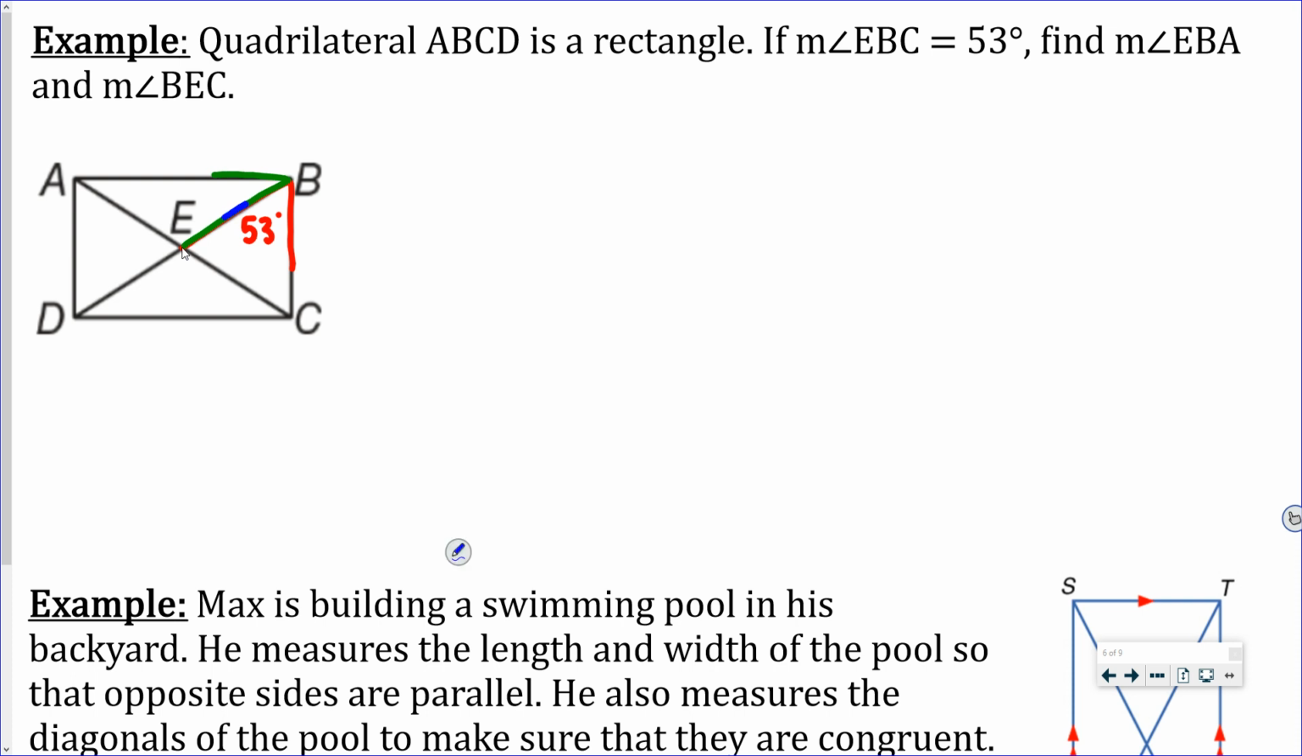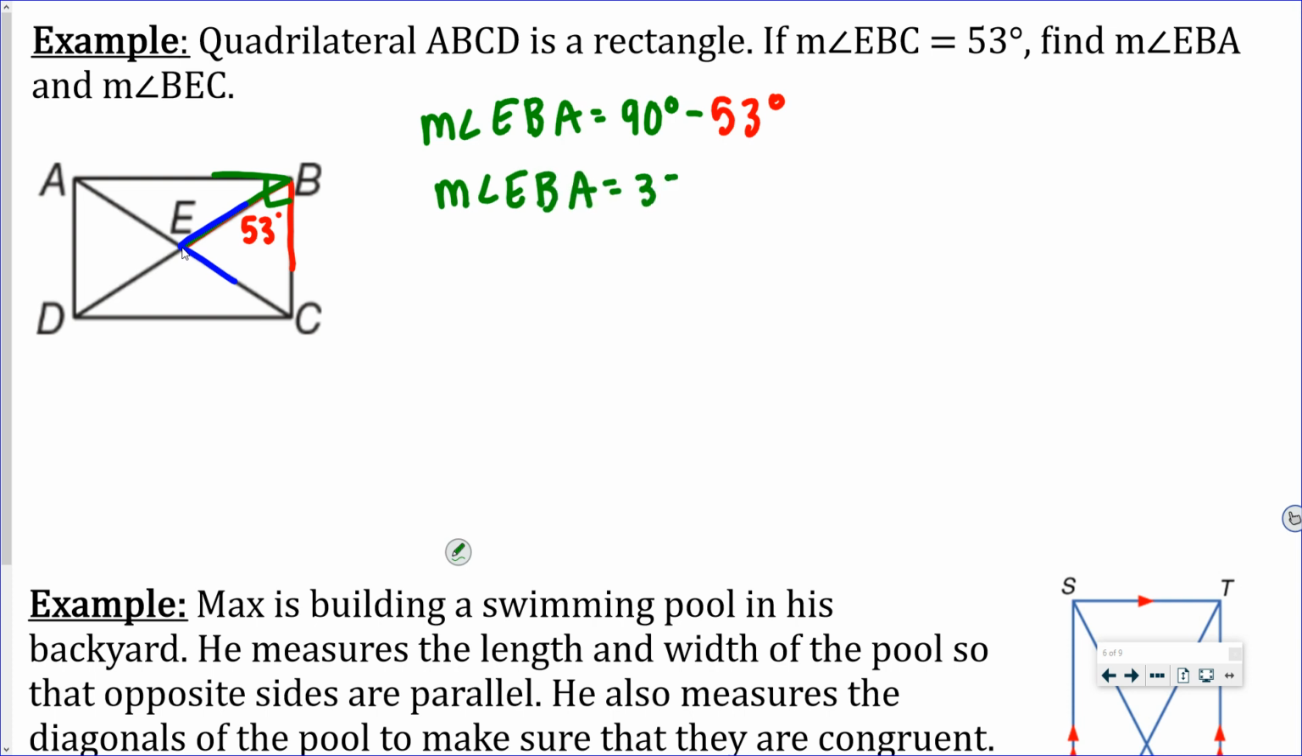and BEC. All right, I'm going to start with the green one because I know the red and the green angle have to total what? 90, right? So EBA would just be 90 minus 53, since it's a rectangle, that's a right angle. 37.